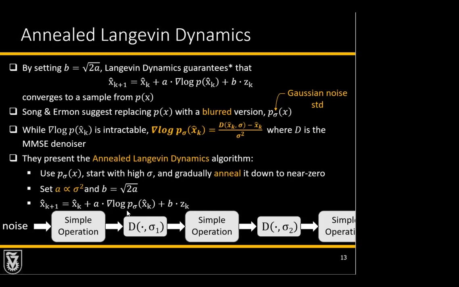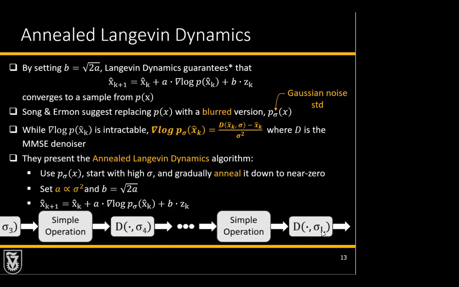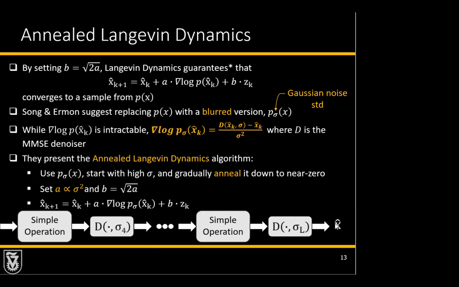I remind you that the gradient log here, the blurred score function, is approximated using a denoiser. So the algorithm looks something like this. We start with random noise. We do some operations, as we see here, and we apply a denoiser with a very high sigma, sigma 1. Then again, with a slightly smaller sigma, and so on and so forth, until we reach a very small sigma. And that's how we obtain our x hat. That's how we obtain our generated image.